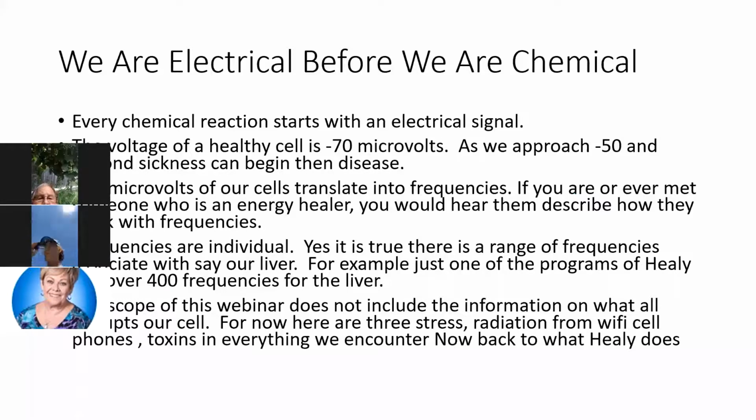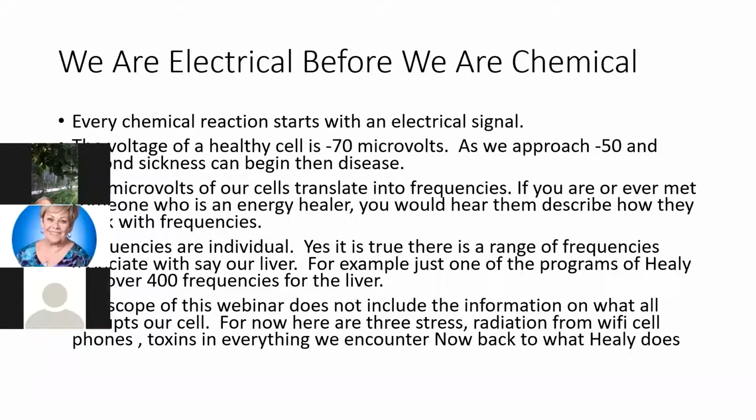So I want to point out that we're electrical before we are chemical. Some say 70 trillion cells in our body, others say 100 trillion. All I know is it's a lot, okay? Again, the voltage of a healthy cell is minus 70 microvolts. As we approach minus 50 and beyond, sickness begins, and then disease, and then the death of the cells, and possibly ourselves. So the microvolts of our cells translate into frequencies.